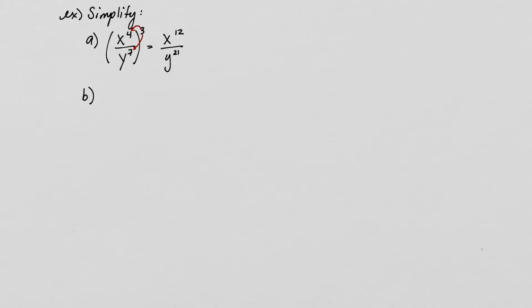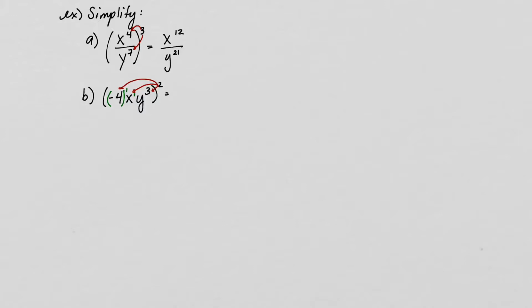Let's try another one. What about negative 4 x y cubed, all squared? Okay, so this one, the 2 has to go to each of the pieces. The first piece is the negative 4. The second piece is the x. This piece is the 3. So you can think of this as negative 4 all to the first power, just like this is x to the first power.